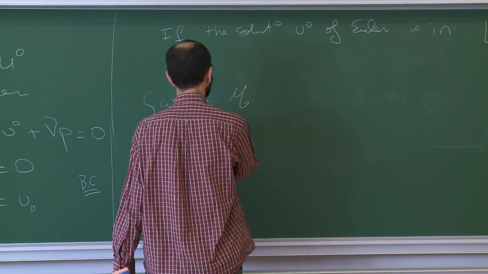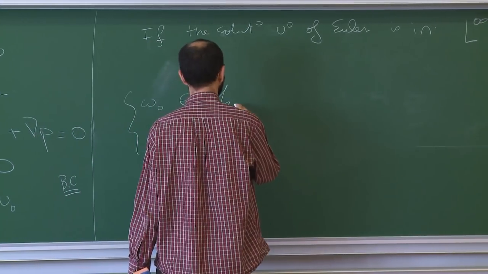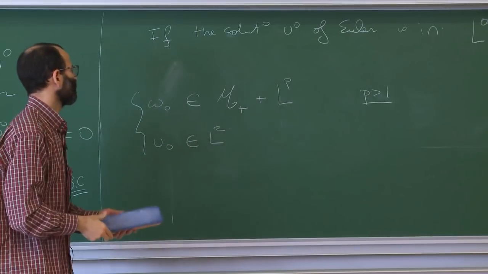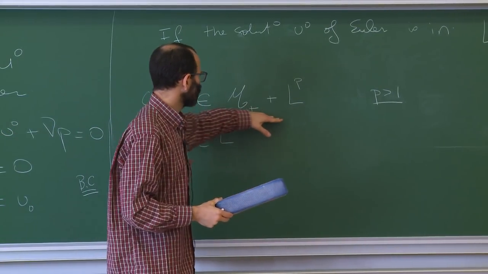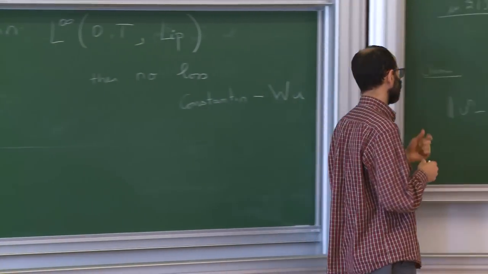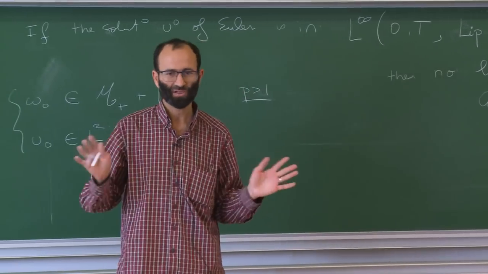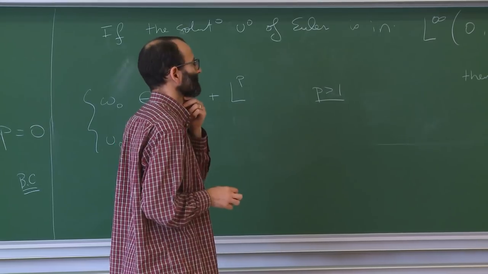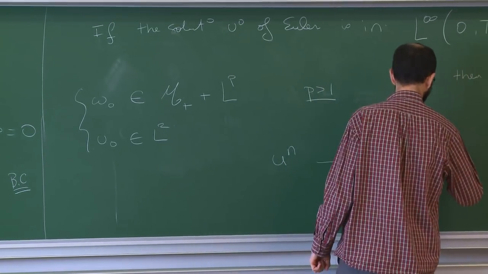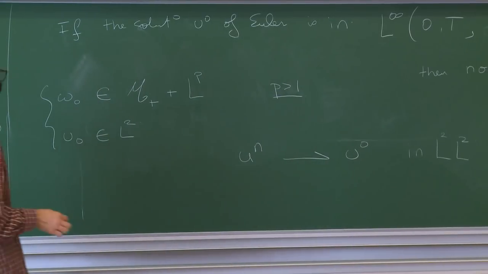But in this case, you need a sign condition. So you need omega 0 to be positive, or for instance, you can put positive plus some part in Lp with p strictly bigger than 1. If you are in this kind of regularity, you can still prove the convergence. You can still prove that u^nu will converge to u0 in L2, but without rate, weakly. So a very weak result in this case. So this is Jean-Marc.